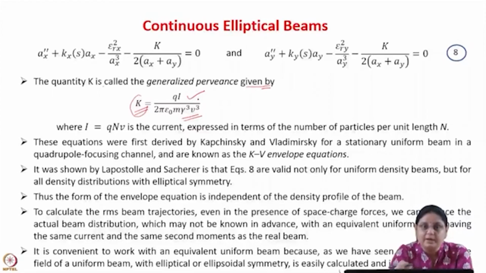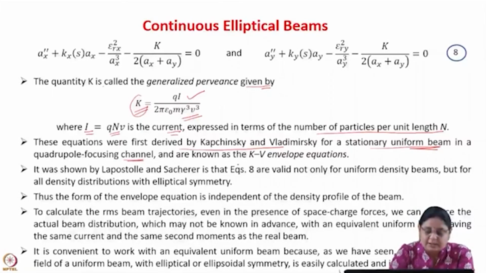We know that at higher velocities, the magnetic field component cancels out some part of the electric field component of the space charge. Here I is equal to Q times N times V. This is the current expressed in terms of the number of particles per unit length, so N is the number of particles per unit length. These equations were first derived by Kapchinskij and Vladimirskij for a stationary uniform beam in a quadrupole focusing channel, and these are known as the KV envelope equations.